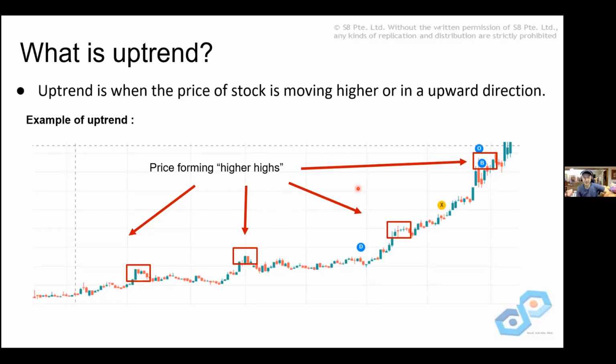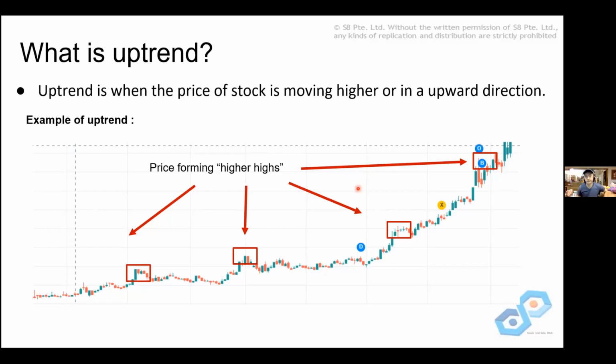HL. That's the definition of uptrends. Doesn't mean that the price goes up every day. No. It just means that when it goes up higher, it can come back down still, but it goes down lesser, higher lows. When it goes back up again, then it goes even higher than the previous high, the previous peak, whatever you call it.